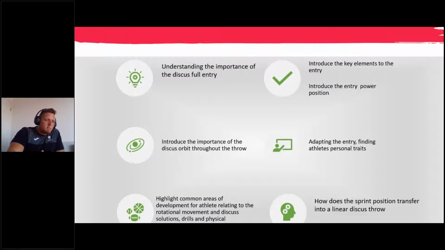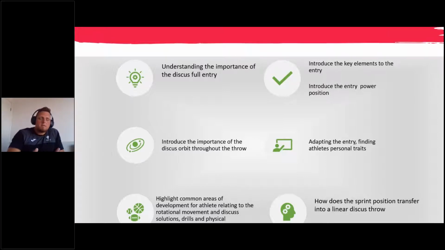So we're going to understand the importance of the discus full entry, that is the entrance of the throw, and the technical cues. Introduce the importance of discus orbit throughout the throw, highlight some common areas, adapt the entry, finding athletes' personal traits, and how the sprint position transfers into a linear discus throw.